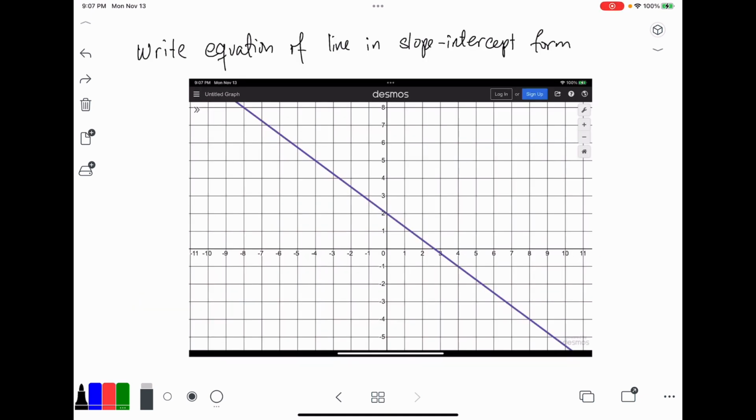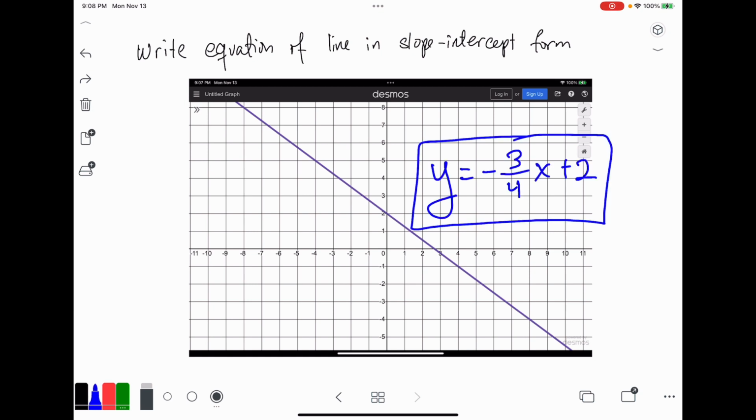So here we have a graph of a line. So go ahead, pause this video, and see if you could determine the slope and the y-intercept so that you can write the equation of this line in slope-intercept form. When you are ready, you may unpause this video to find the answer.